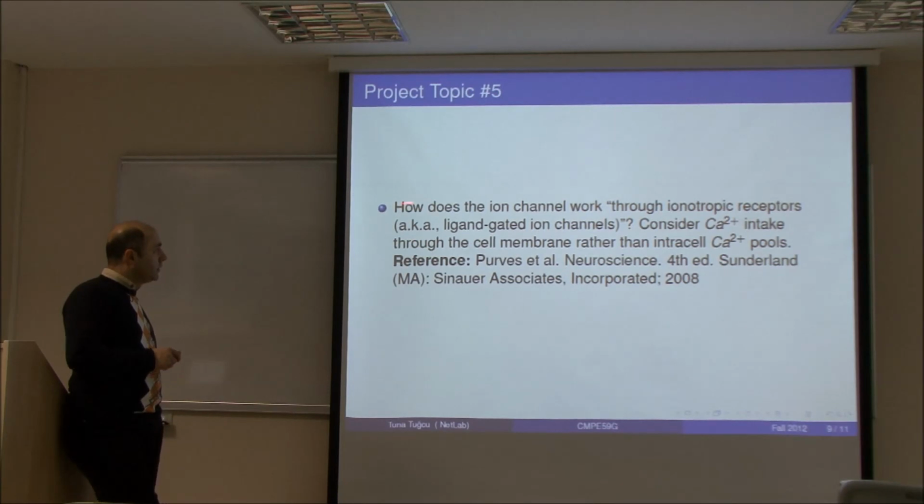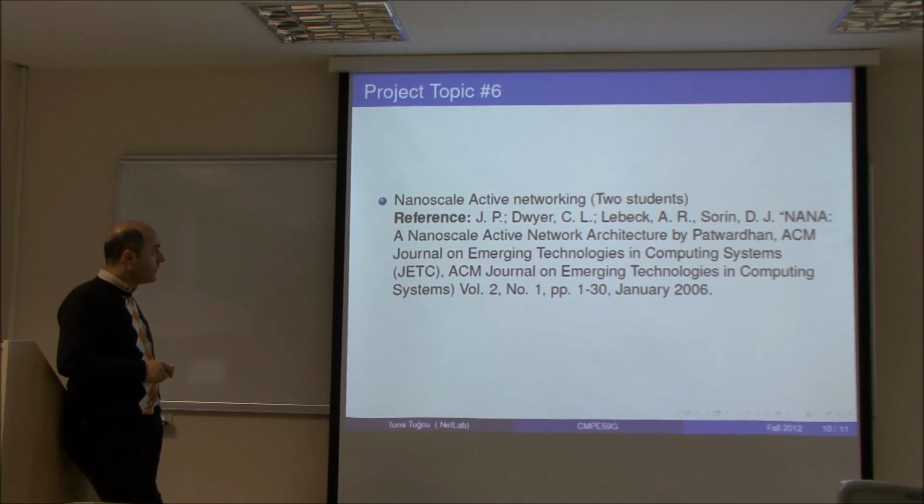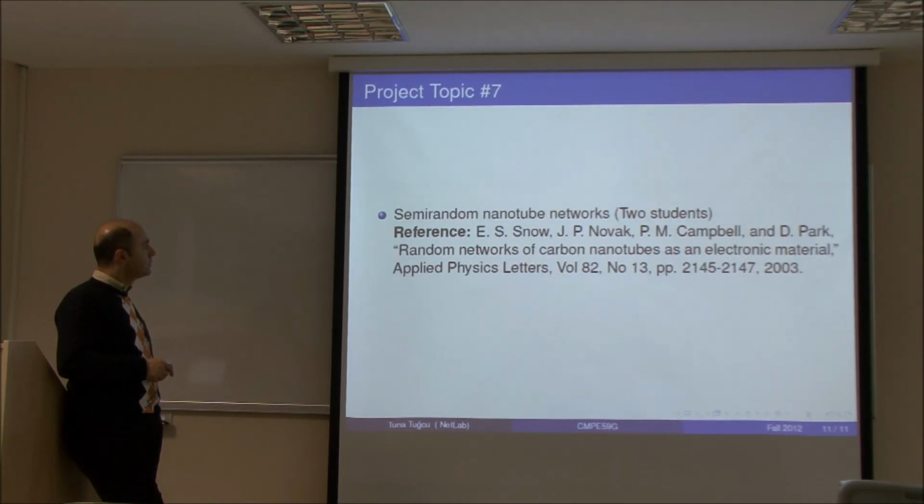Another one could be how the ion channels work through ionotropic receptors, which is also known as the ligand-gated ion channels. For example, consider the calcium ion intake through the cell membrane rather than the intracell calcium pools. Okay, and look into this. Another one is nanoscale active networking. 2 students may work on this. And semi-random nanotube networks. Again, 2 students may work on this. That's all, as I said.